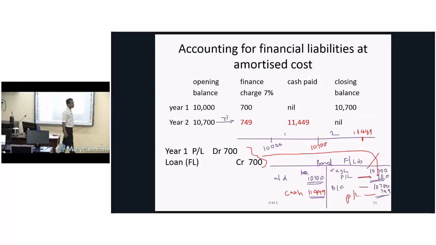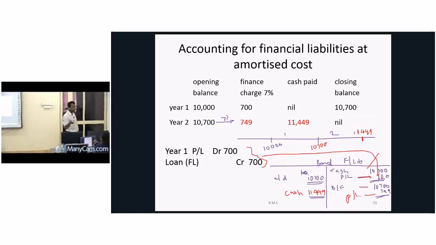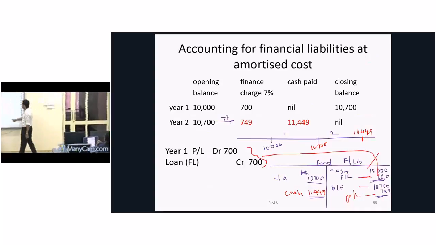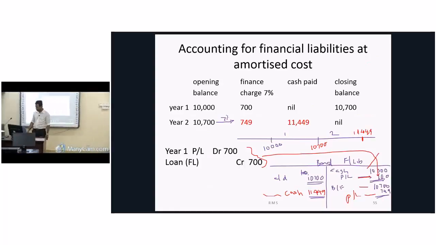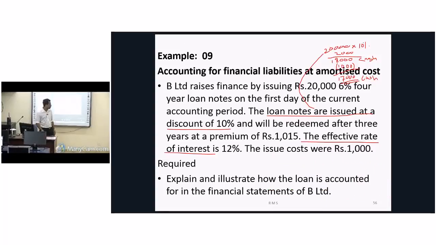2 years bond, no? First year interest, P&L, 700. Second year interest, compound interest, P&L. At the end of the second year, we pay cash. Understand? This cash entry comes at the end of the second year. At the end of the second year, therefore, we have to pay interest. Look, this one. This is a little complicated, but let's see here very slowly.